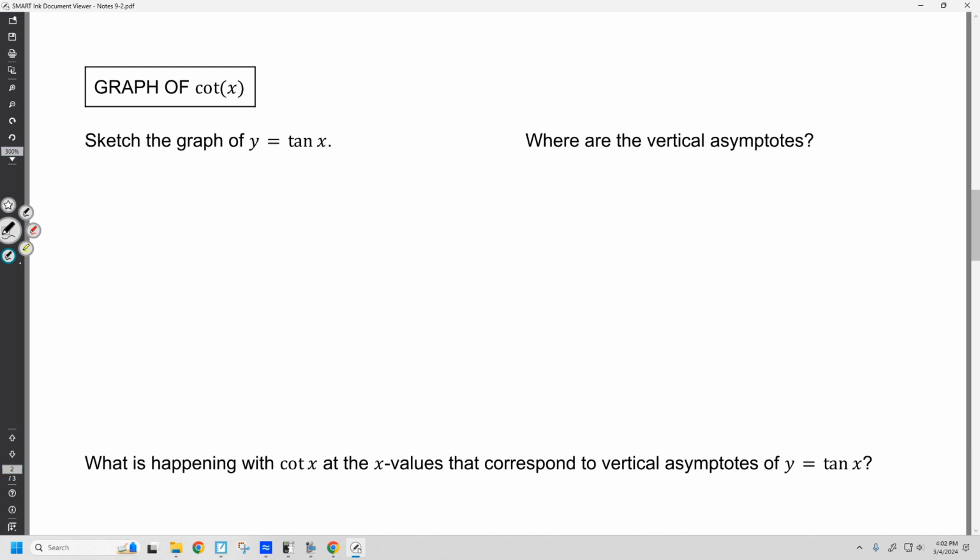Let's try cotangent. We're going to graph cotangent on top of tangent. Let's start with tangent. You guys remember the graph of tangent?